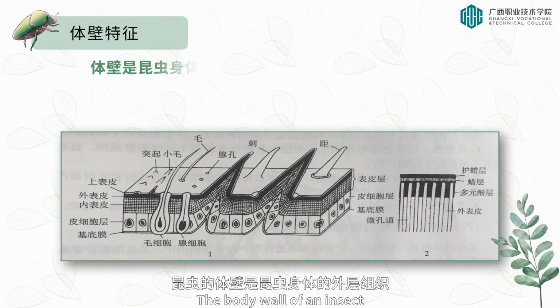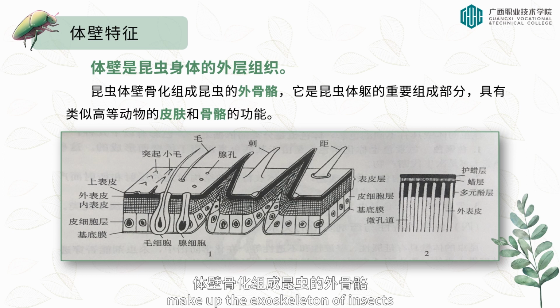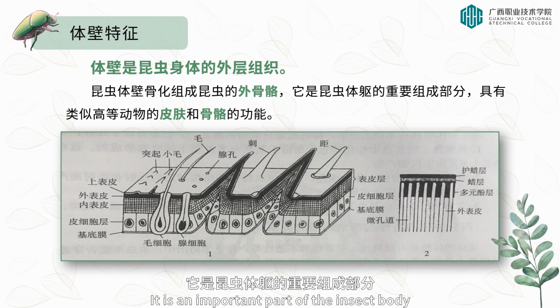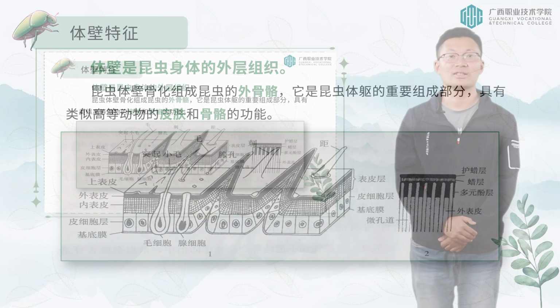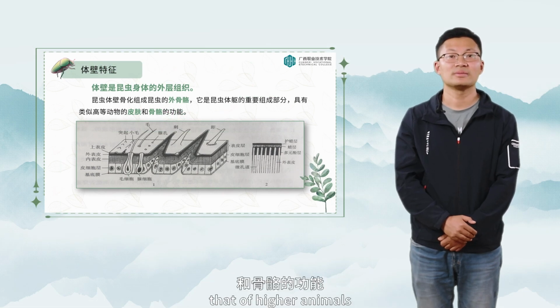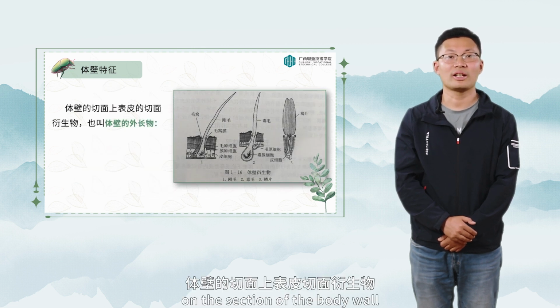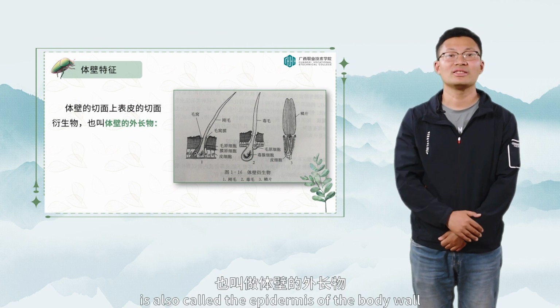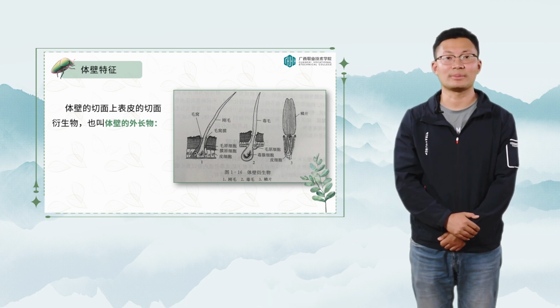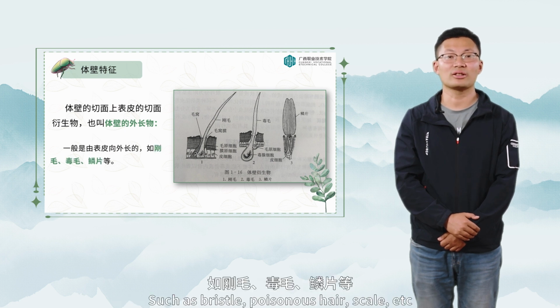The body wall of an insect is the outer tissue of the insect body. Ossification of the body wall makes up the exoskeleton of insects. It is an important part of the insect body. It has the function of skin and bone similar to that of higher animals. Epidermal derivatives on the body wall generally grow outward from the epidermis, such as bristles, poisonous hair, scales, and so on.